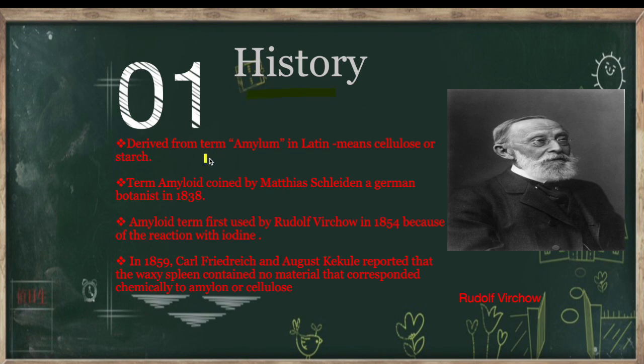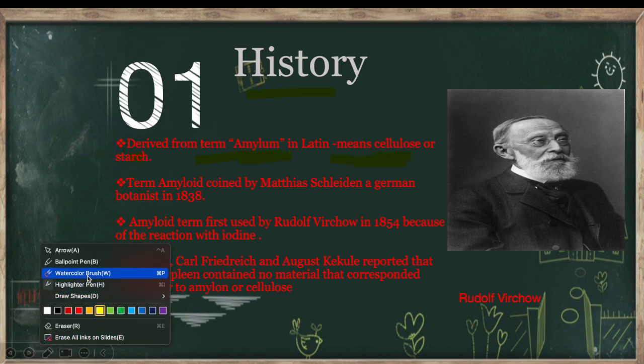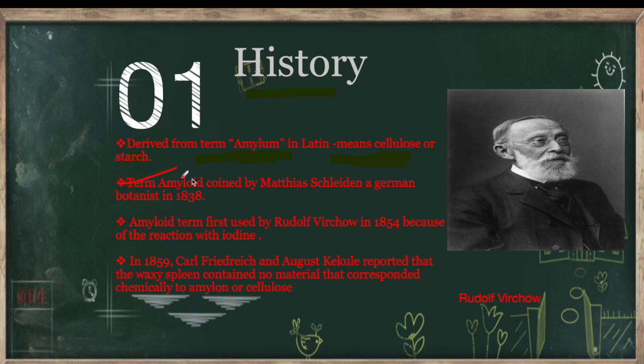So the term amyloid is derived from the term amylum, which is a Latin word. It means cellulose or starch. Let me change the color and the pen. And the term amyloid was coined by Matthias Schleiden, who was a German botanist, in 1838. The term amyloid was first used by Rudolf Virchow, as you can see in the pic, in 1854 because of the reaction with iodine. Later on in 1859, Carl Friedrich and August Kekule reported that the waxy spleen contained no material that corresponded chemically to the amylon or cellulose, as you saw in the previous slide also.